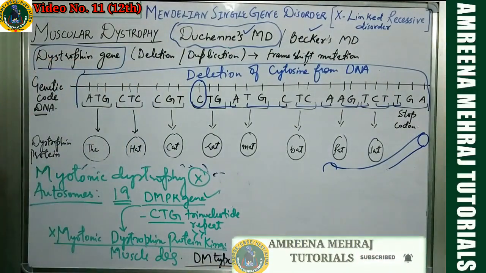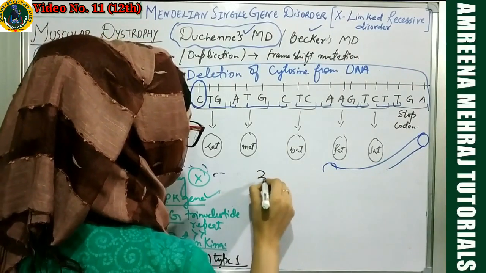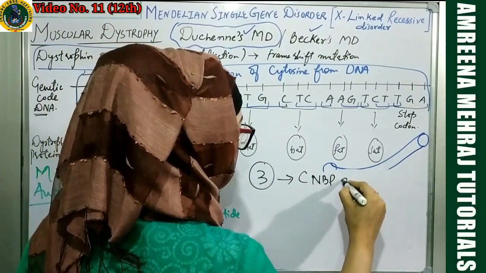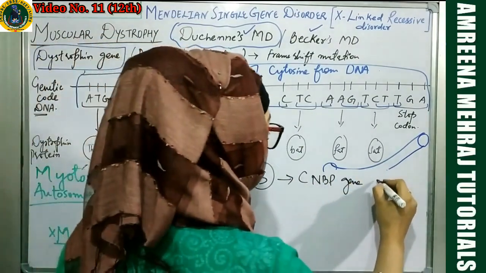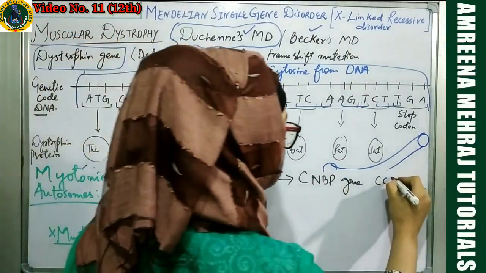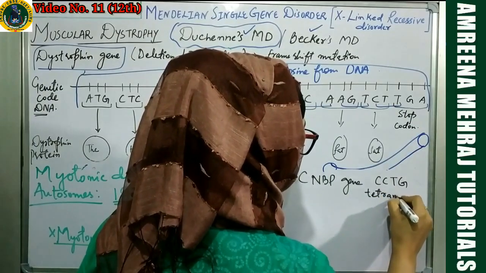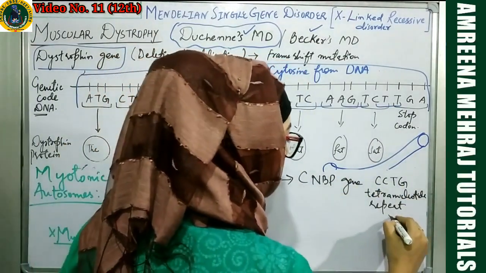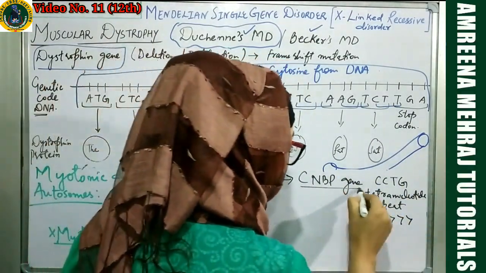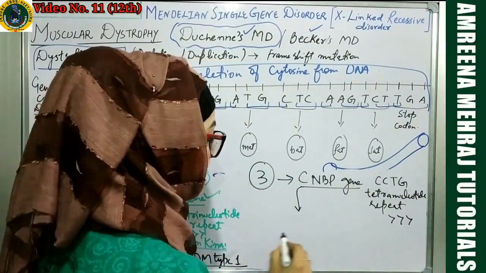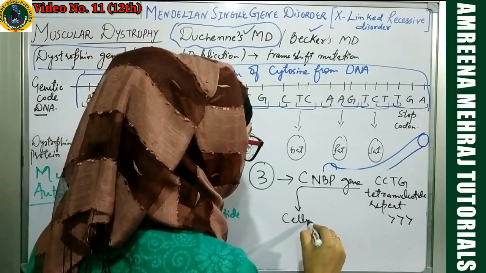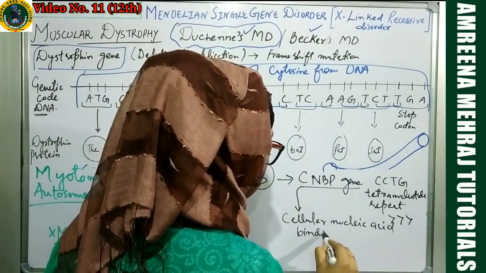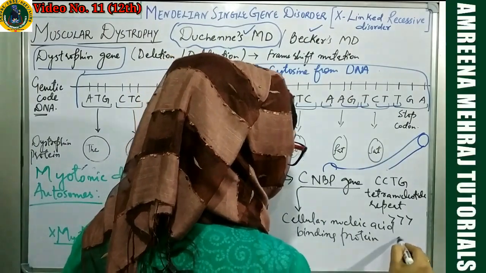Similarly, we have myotonic dystrophy type 2, in which the mutation happens on chromosome 3. On chromosome number 3, you have a gene which is called the CNBP gene. The CNBP gene also has a repetitive sequence in it. It has the CCTG sequence. It's a tetranucleotide repetitive sequence. If this repetitive sequence increases in number, then the CNBP gene is mutated. And once the CNBP gene is mutated, it is responsible for producing a protein which is called cellular nucleic acid binding protein. Then this protein is not formed.